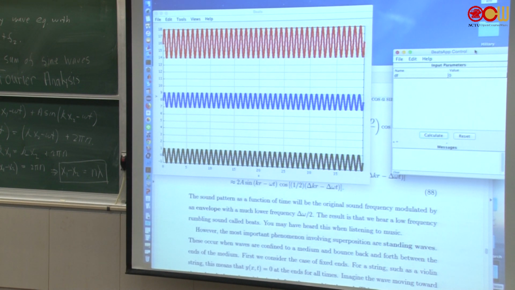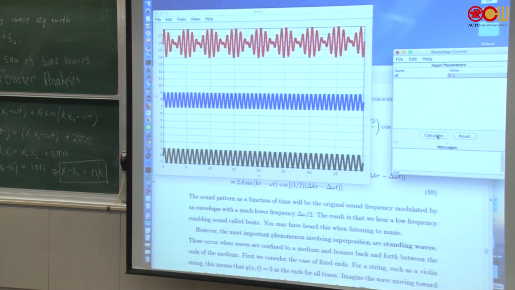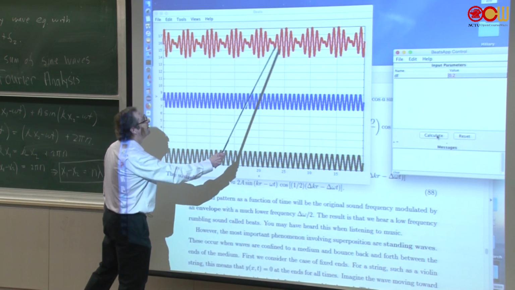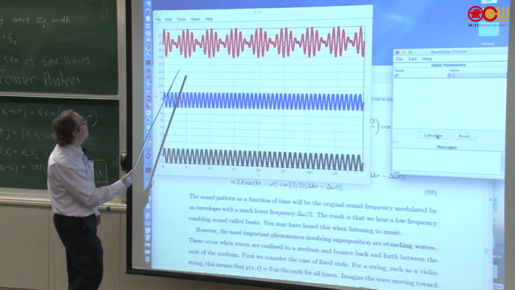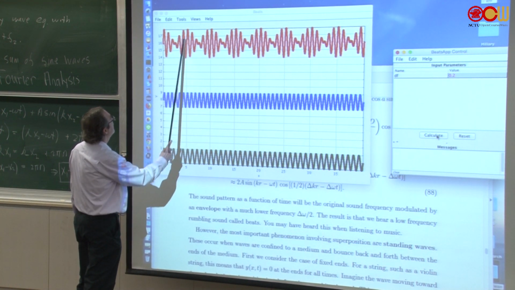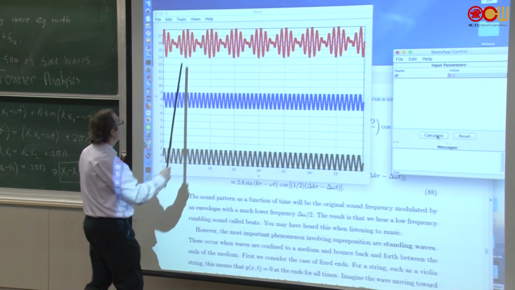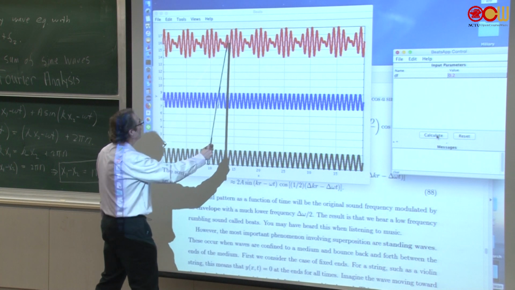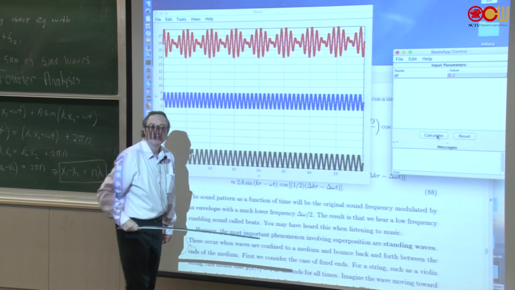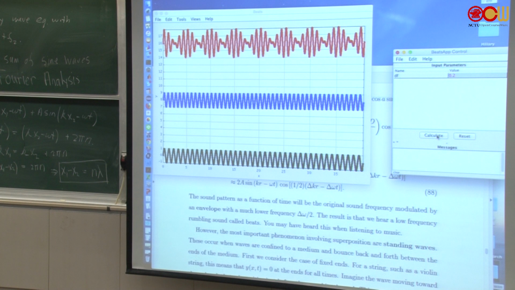So what I'm going to do now is just change the frequency by around 0.2. 0.2, and I'll calculate it again. So that's what you see. And these are called beats. Okay? So the inside frequency is very similar to this, or this. But this frequency is much lower, right? The period is longer, the frequency is smaller.